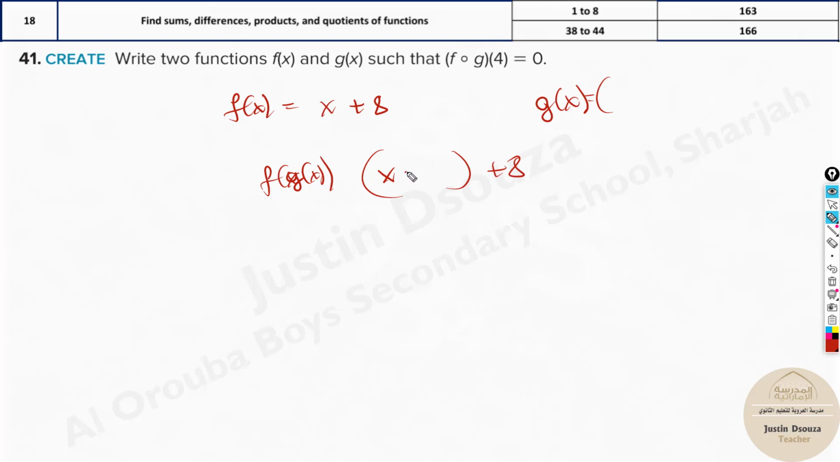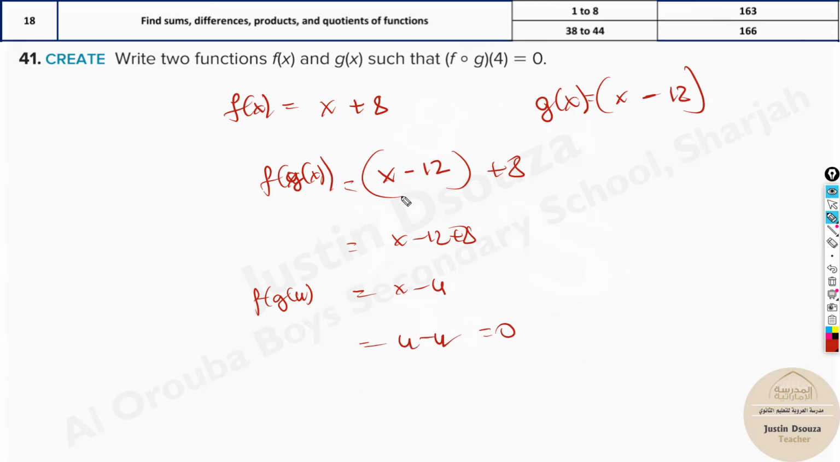So over here, if you have, say, minus 12, 4 more than 8, but negative sign. See, it should be x, add 4 to 8, it will be 12, but the sign must be minus. Why? Because we need negative 4 at the end. Now what happens is, it will be x minus 12 plus 8, that is x minus 4. Now you substitute over here g of 4. When you substitute, it will become 4 minus 4. The answer is 0. It is satisfied.